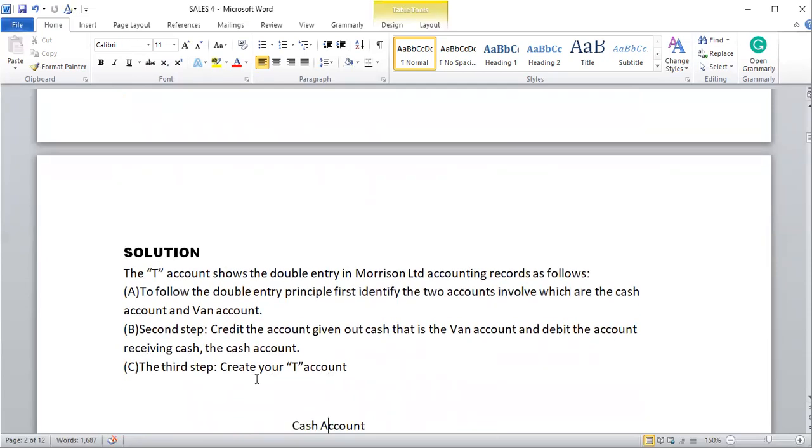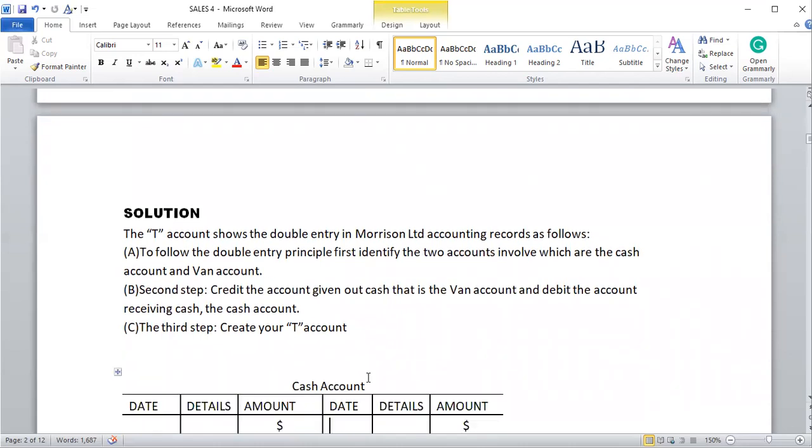Then the third step, create a T account. So as I said, in the double entry, the first step, we identify the two accounts involved. Here we have the cash account and the van account. Then the second step is what? Credit the account giving out the cash, in this case the van account. Then debit the account receiving the cash, that is the cash account. Then the third step is what? You create your T account.